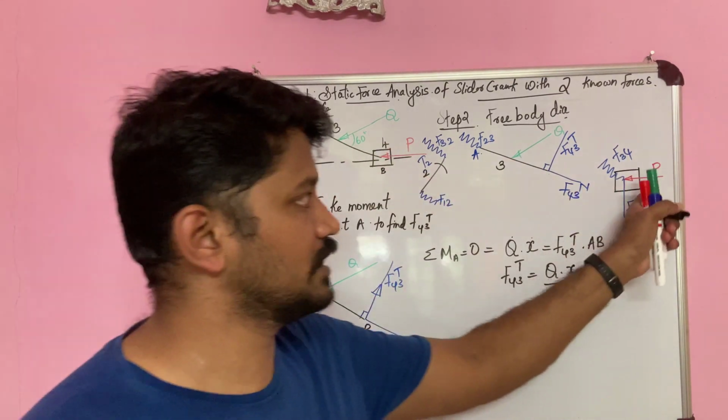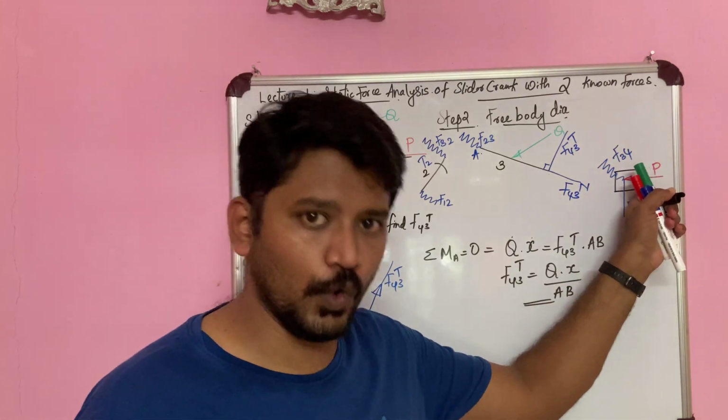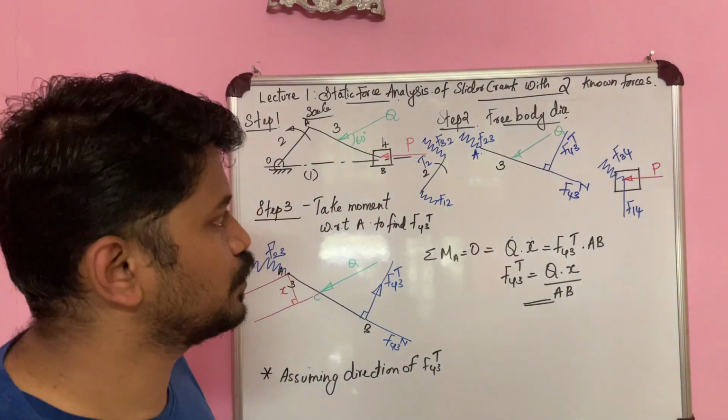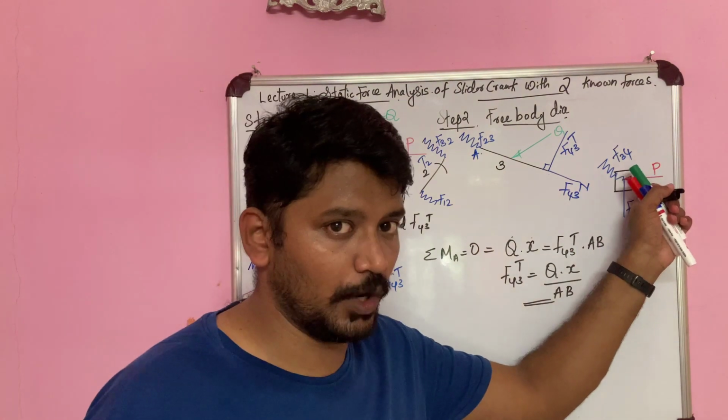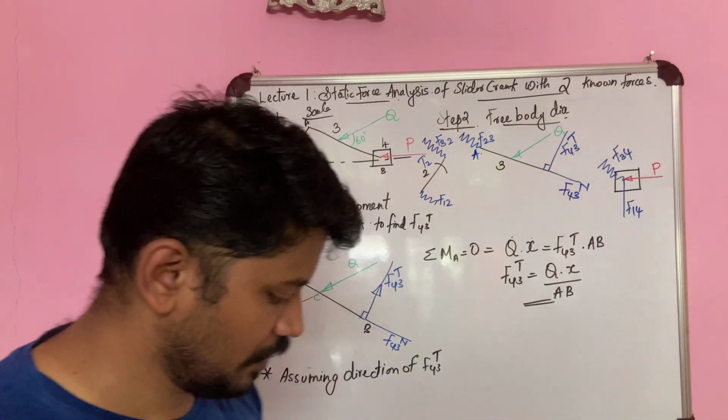Now what I'm going to do is go to link 4 and draw a force polygon for my link 4.